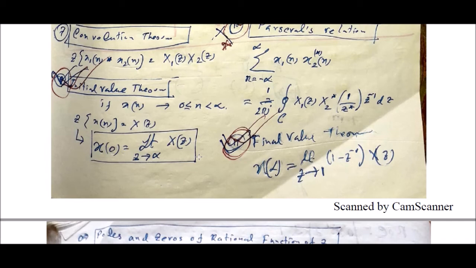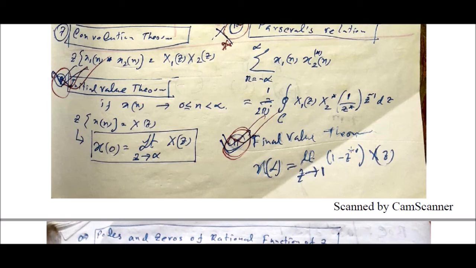Simply, if you want to find the last sample, that means the final sample of a signal where the Z transform of that signal is given to you, final sample means x(infinity), that is n tending to infinity. For that case, you have to find the final sample of the time domain signal if X(z) is given to you. You have to solve this limit: the limit z tending to 1 of (1 minus z to the power minus 1) X(z). If you find that for the given X(z), you will obtain the final value of the time domain signal.